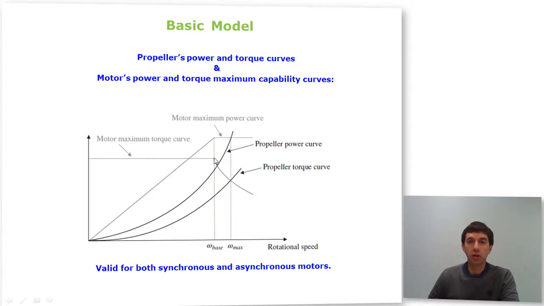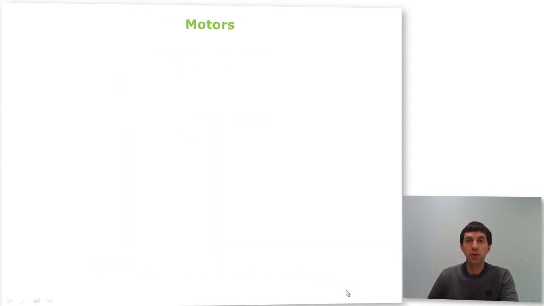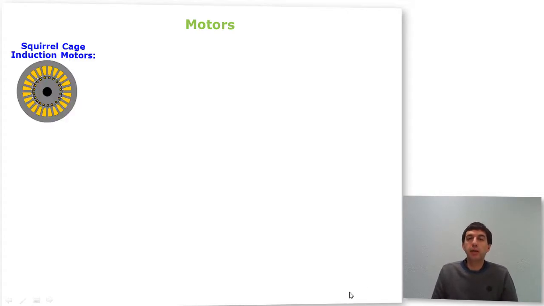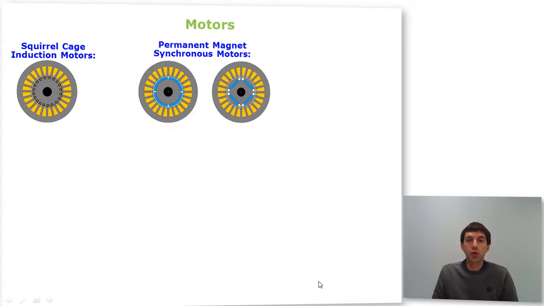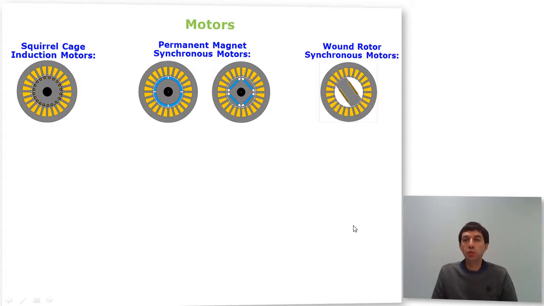and with the maximum torque curve of the motor that we are using. And this happens for synchronous and asynchronous motors. So if we have a look at the motors that we normally can find in a vessel, we could find squirrel cage induction motors or permanent magnet synchronous motors with surface permanent magnets or interior permanent magnets. And also we can find wound rotor synchronous motors.